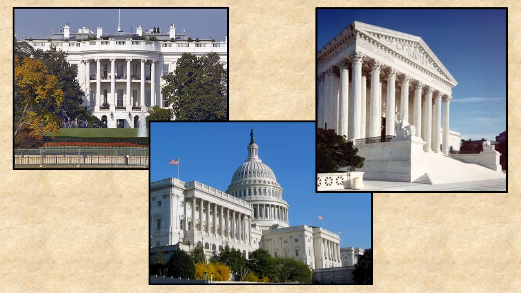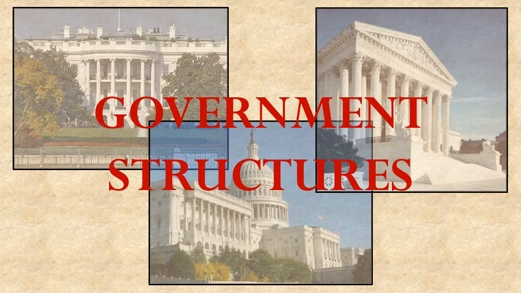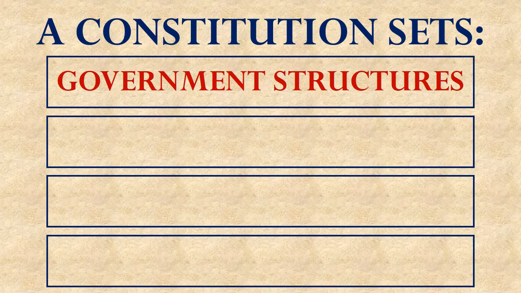And that's the first thing that a constitution does, is it sets up government structures, the units of government where governance will take place. So we can add that to our list of four things that the Constitution sets. First of all, it sets up government structures.